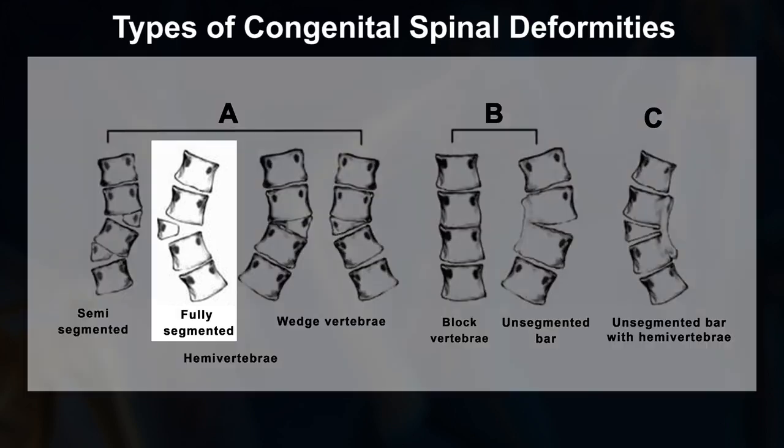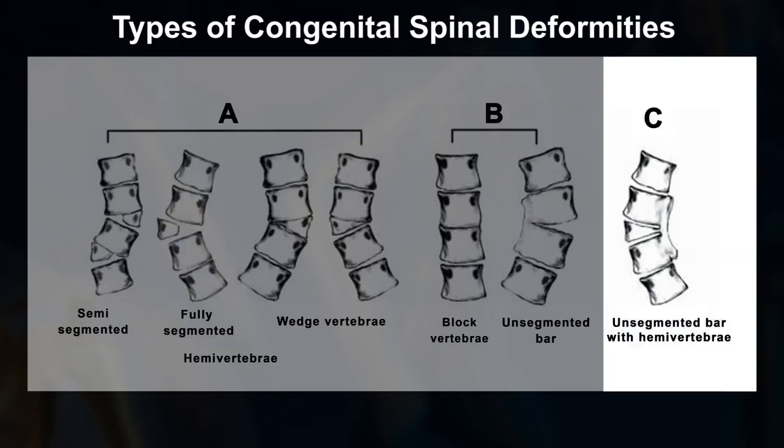For example, if you see this particular curve, this is a fully segmented hemivertebra, which has the maximum growth potential because you have a Y-shaped disc space in which you can grow on both sides. And this is a severe form, in which you have a fully segmented hemivertebra along with an unsegmented bar on the concavity, and this leads to malignant growth potential of this particular curve.